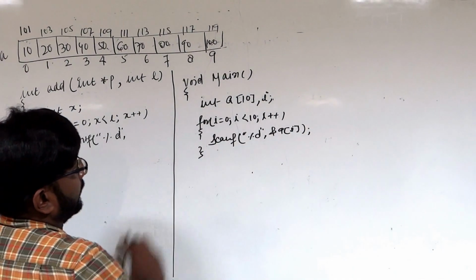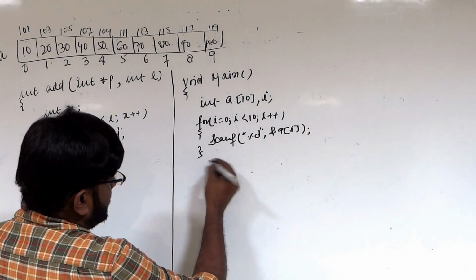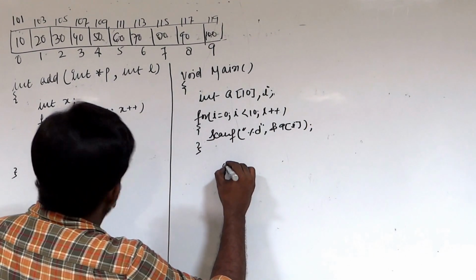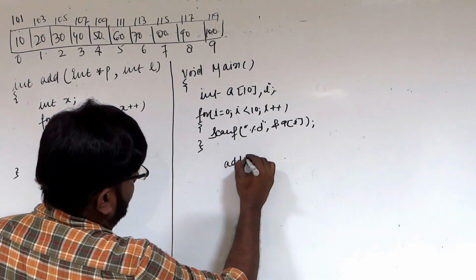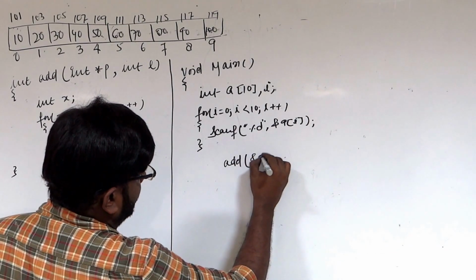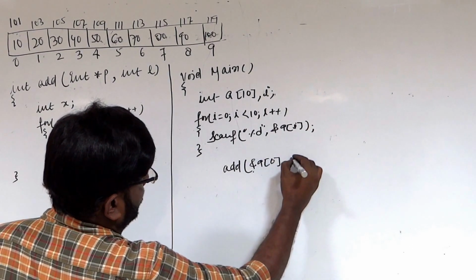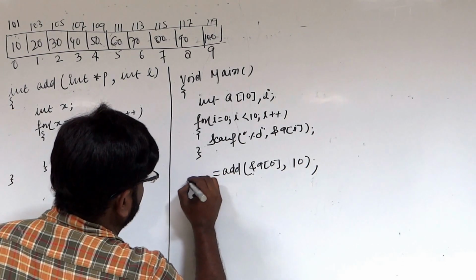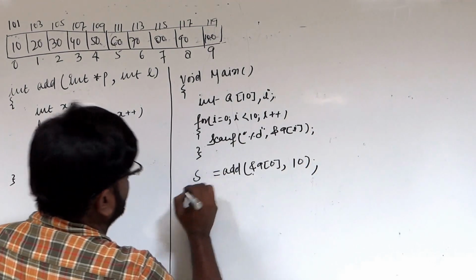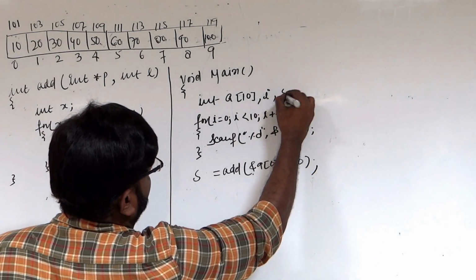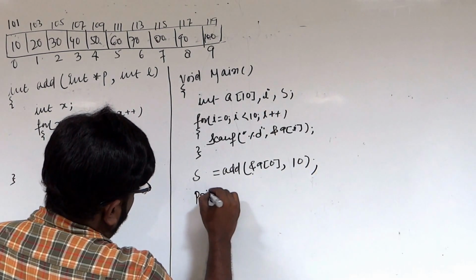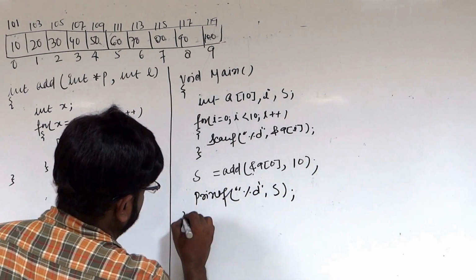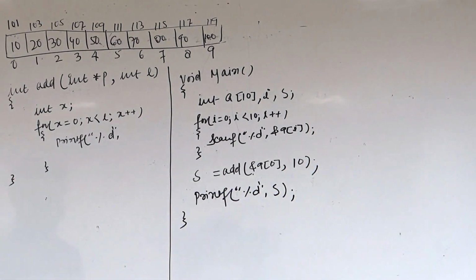Now once we have accepted the numbers into the array, we'll pass the base address to this function, the name of the function is add. The base address we can write here &a[0], and what is the length? 10, and this will return an integer. So here I will take another variable s, and then we'll print %d s.